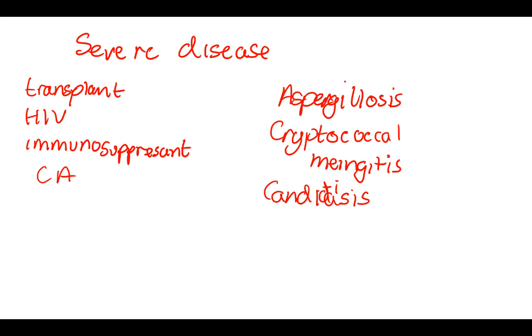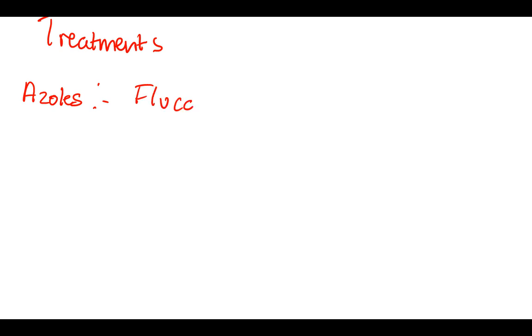So what treatments do we have? Well, as I said, treatments are actually quite toxic. The reason being is that fungi, being eukaryotes, are very similar to human cells. So we have a few. We have the azoles, which are probably the most common agents used, such as fluconazole and itraconazole, probably the two most common agents there.